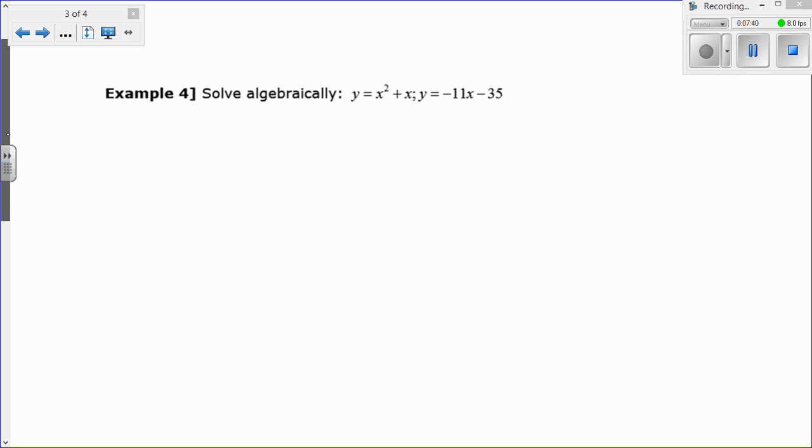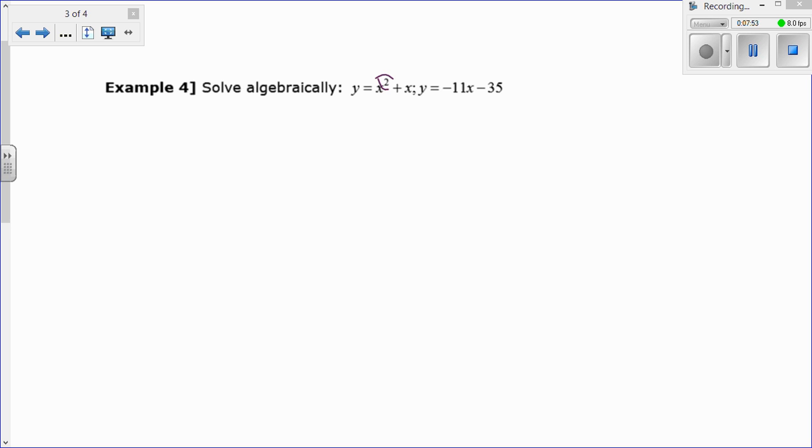Solve algebraically, our favorite. y equals x squared plus x and y equals -11x minus 35. I'm not going to use elimination because I have an x squared. That makes me want to not use elimination. I will, however, use substitution, because these are both y equals. Since they're both y equals, I can set both equations equal to each other. So x squared plus x equals -11x minus 35.